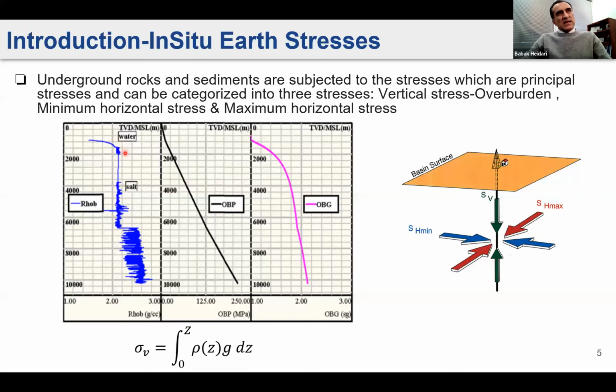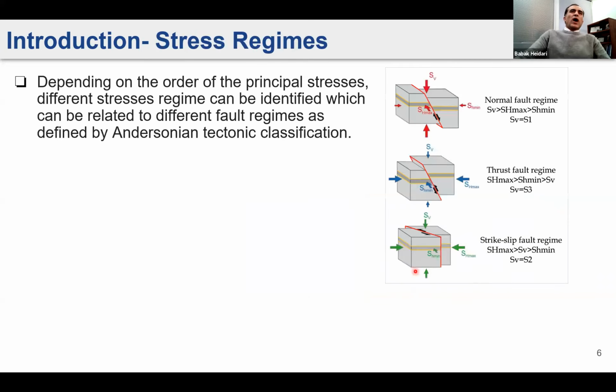Combined and spliced density log. So overburden is easy, luckily. And we move to other stresses. What are the other sources of stresses, horizontal stresses?